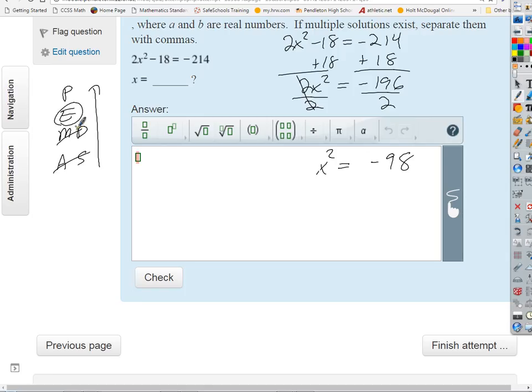We get to the exponent stage. And so we get x equals plus or minus the square root of negative 98.